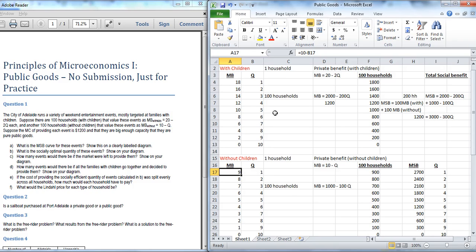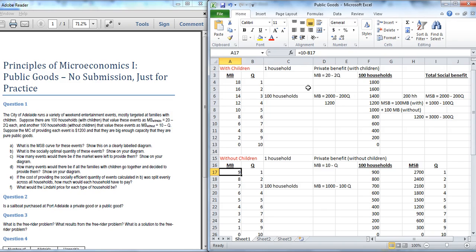So what's the total marginal private benefit for the families with children? Well, if one household has a marginal benefit of 20 minus 2q, then 100 households are going to have a marginal benefit of 100 times that. In other words, 2,000 minus 200q. Right, 2,000 minus 200q, just being 100 times the marginal benefit for one household with children.